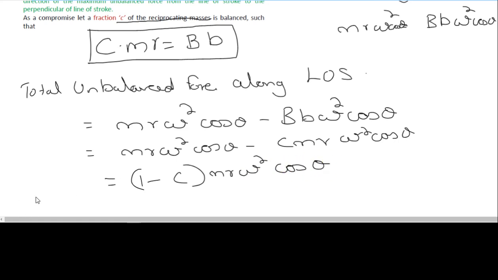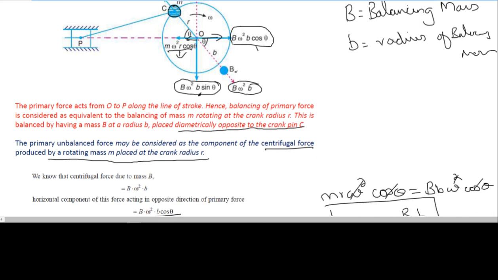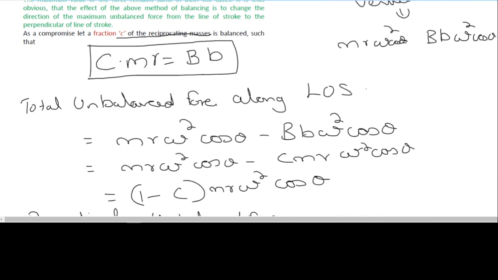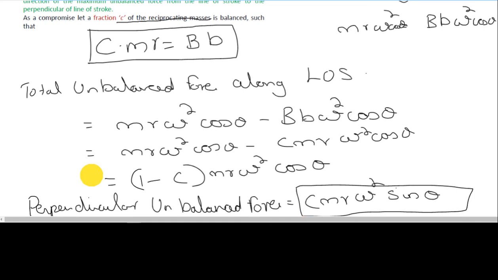And in the perpendicular direction, the unbalanced force will be B b omega square sin theta. This one, B b omega square sin theta, but B b is known as c m r. So if I take B b equal to c m r, it will be c m r omega square sin theta. So these are the two components. One is vertical, the other one is horizontal.